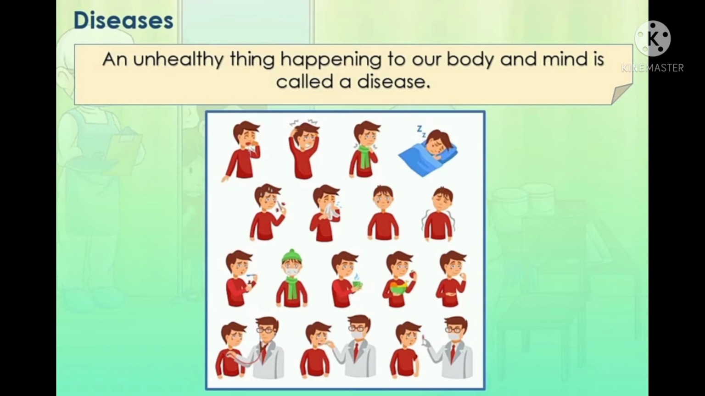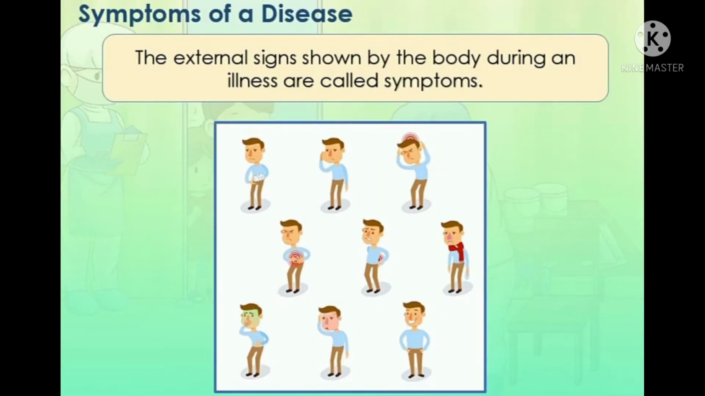Okay, children. Next, let us see the symptoms of a disease. When we are unwell, our body shows some external signs that something has gone wrong. Those signs could be a headache, stomach pain, runny nose, fever, or cough, and so on. All these signs are called symptoms. Okay, children. So what do you mean by symptoms, children? The external signs shown by our body during illness.